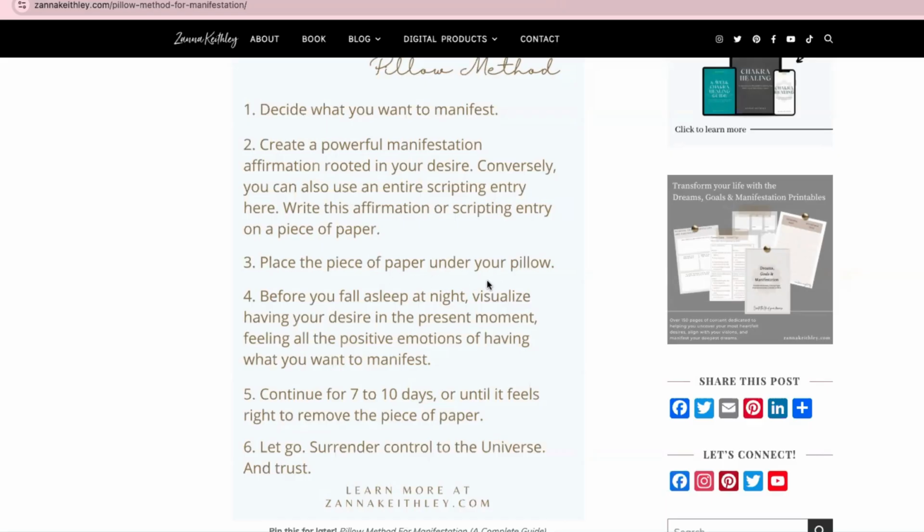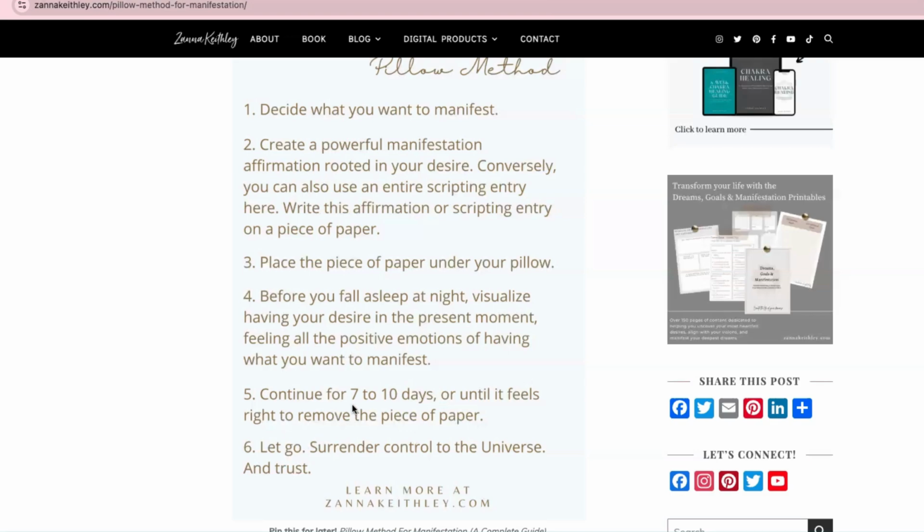Then you close your eyes. You get into that SATS mode. At night, you need to visualize having your desire in the present moment, feeling all the positive emotions of having what you want. You can continue this for 7 to 10 days, and then you can remove the piece of paper and start writing it again.